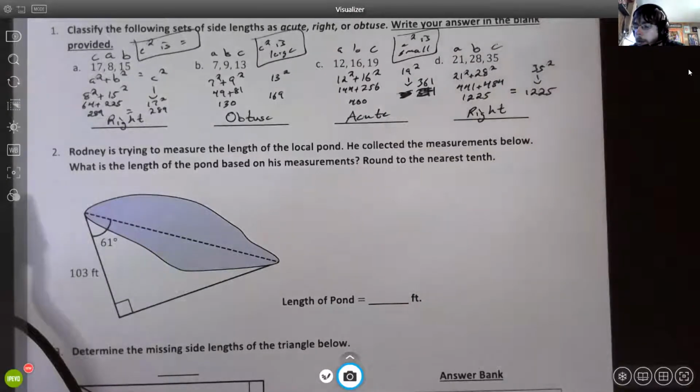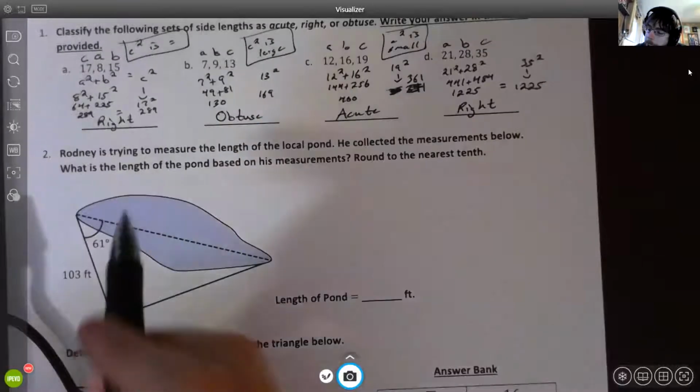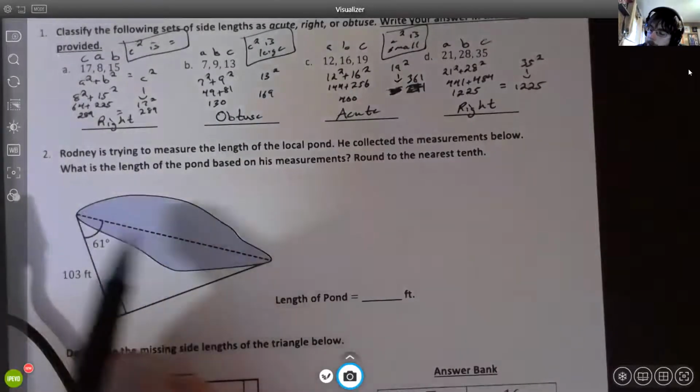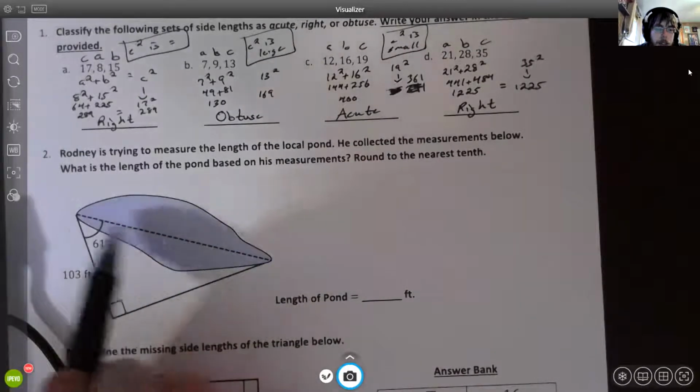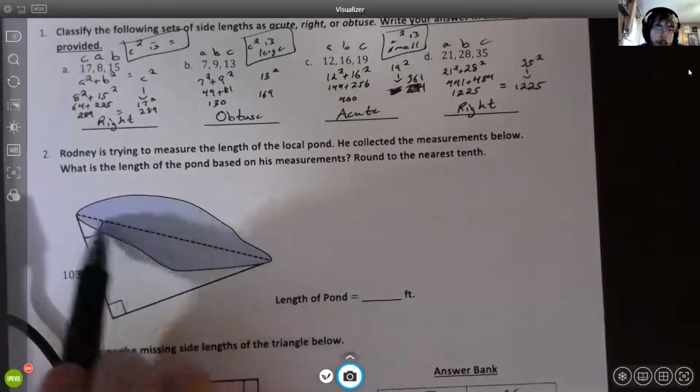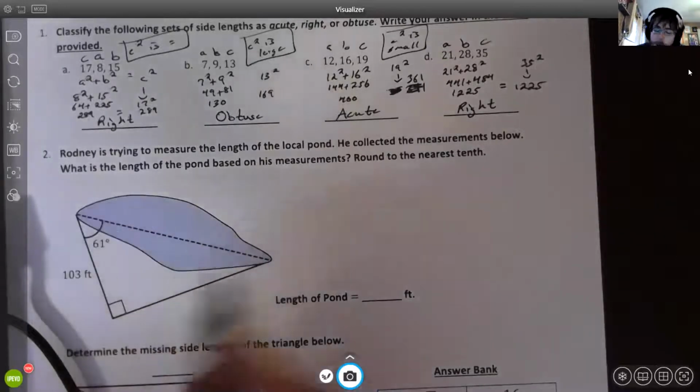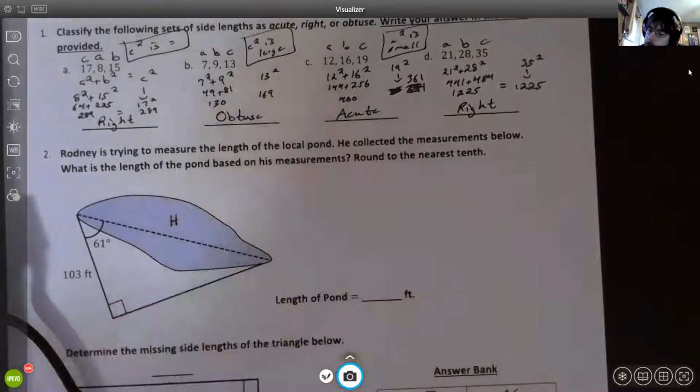Number 2, Rodney is trying to measure the length of the local pond. He collected the measurements below. What is the length of the pond based on his measurements? Round to the nearest tenth. So it wants to know the length of the pond. Now the length of the pond is this side here. And we're dealing with right triangles. So if we look here, we can see that that is our hypotenuse. So I'm going to go ahead and put an H there.